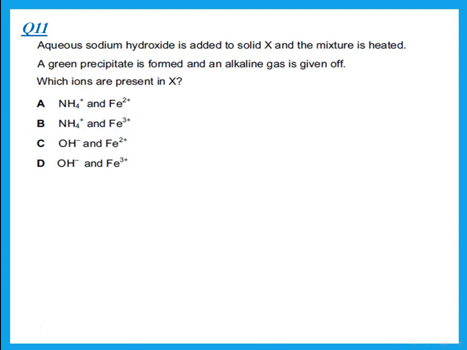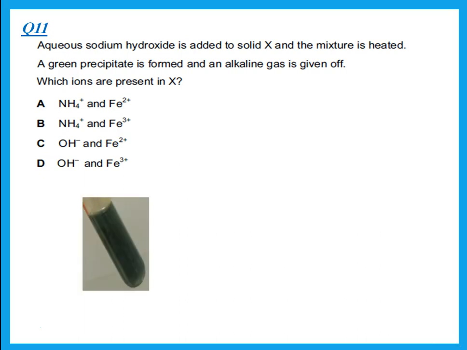Then this next question says aqueous sodium hydroxide is added to solid X and the mixture is heated. A green precipitate is formed and an alkaline gas is given off. First of all, which one gives a green precipitate when we add sodium hydroxide? You should remember that this is iron 2 or Fe2+. So if we add sodium hydroxide to something and it gives a green precipitate, then we have Fe2+ or iron 2. Then he says when he added the sodium hydroxide and the mixture is heated, he got an alkaline gas.